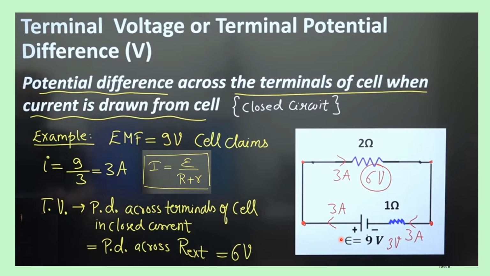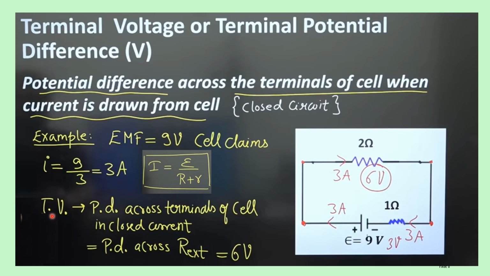Here one thing you have to observe. The EMF is 9. EMF means the cell is telling you in the beginning that it will provide 9 volt. But observe that the external resistance is getting only 6 volt. The remaining 3 volt is consumed by the internal resistance. You have to remember this.